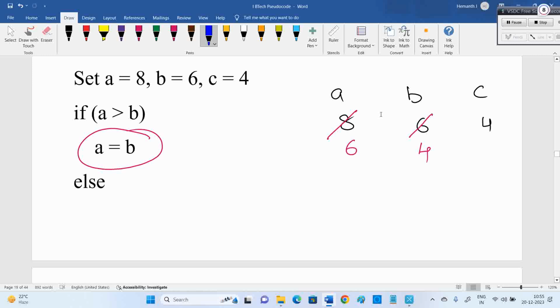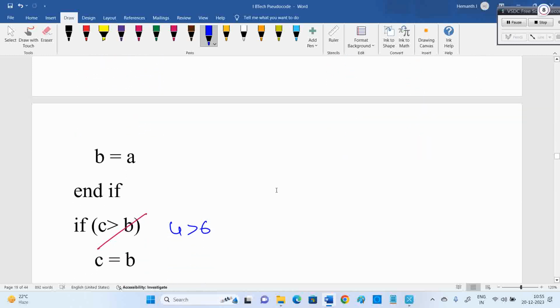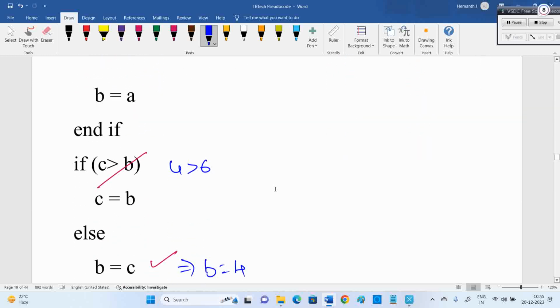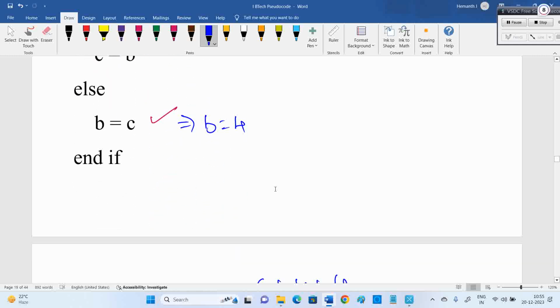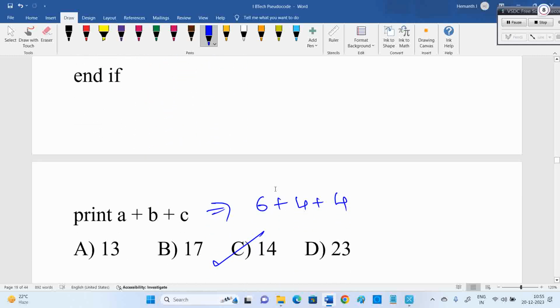A is 8, B is 6, C is 4. A greater than B. Else, where is the condition? Then C greater than B. Else B equal to C they given. So end if. Don't worry about, at the end of the sentence we need semicolon, colon, nothing like that. Don't worry about Python syntax, C language syntax. Don't put all those things here. It's basic English. They're giving one by one step. That's it.